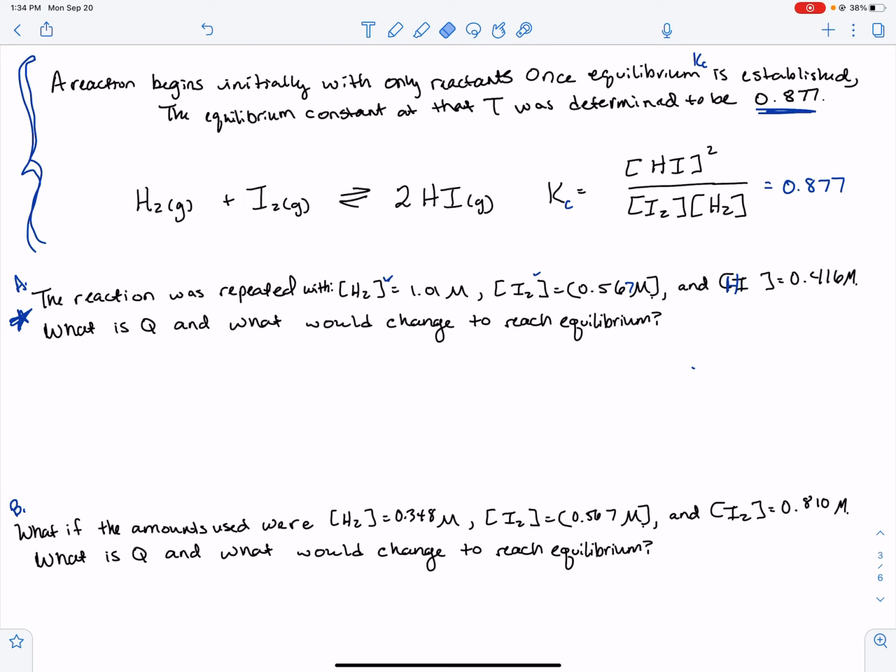So Qc, Q is the same as K. It's that same relationship. It's just that Q is at some point that's not equilibrium. So it's still that HI squared, and remember the square because there's a 2 in front, over I2 times H2. And we're going to get a number here, and then we're going to compare it to this number. So I'm just going to plug my numbers in.